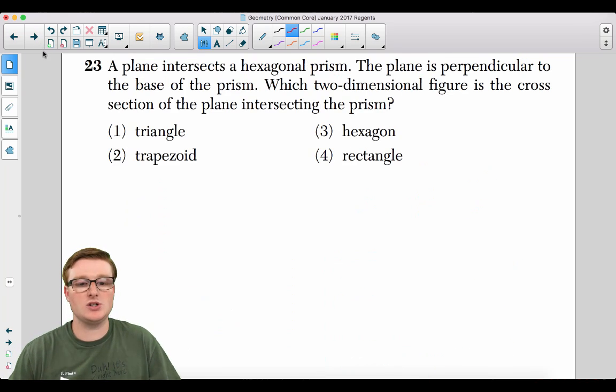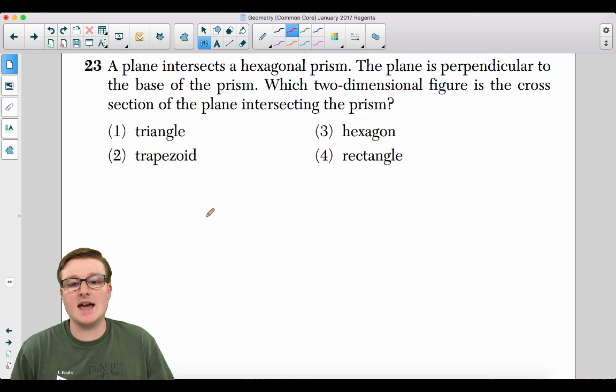Okay, moving on to question 23. A plane intersects a hexagonal prism. The plane is perpendicular to the base of the prism. Which two-dimensional figure is the cross-section of the plane intersecting the prism?